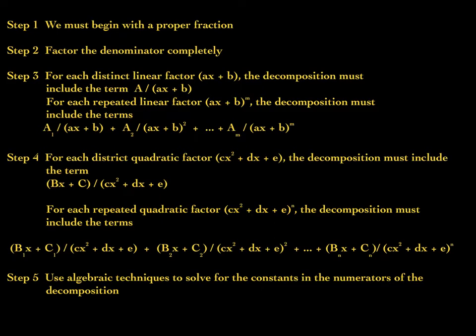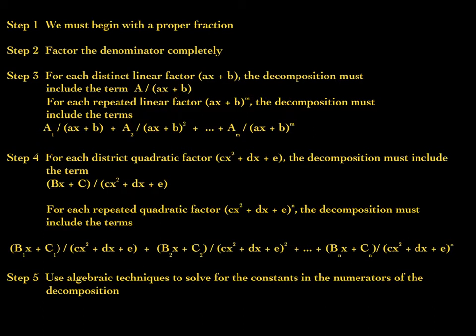Completely factor the denominator. Step three, if you have a linear factor, ax plus b, the decomposition must include the term A over ax plus b. Now, this capital A here represents a constant. You're going to have to figure out what that constant needs to be. And that's the quest, that's the challenge, right? That's the work you and I will be doing, figuring out what this numerator needs to be. But it will be of this form, some constant A over this linear factor ax plus b.